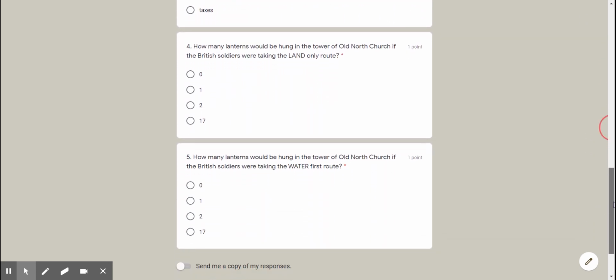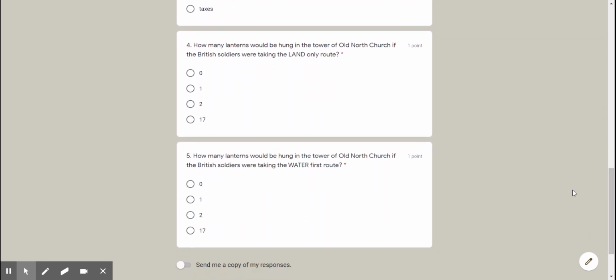Question number four. How many lanterns would be hung in the tower of Old North Church if the British soldiers were taking the land-only route? Your options are 0, 1, 2, 17.